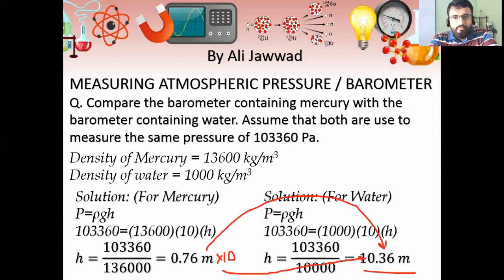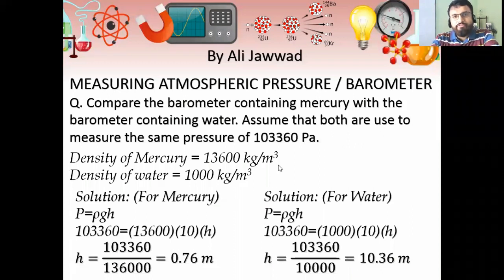So this is how we can compare different liquids: what the effect of the different liquids will be when they are used in a barometer, and what height of the barometer tube will be required.